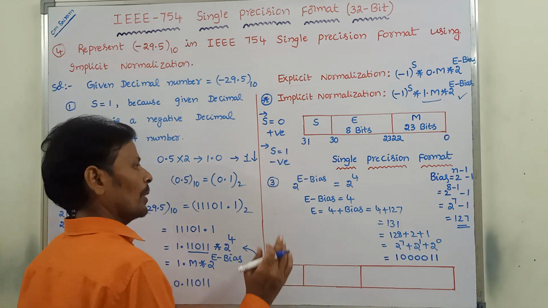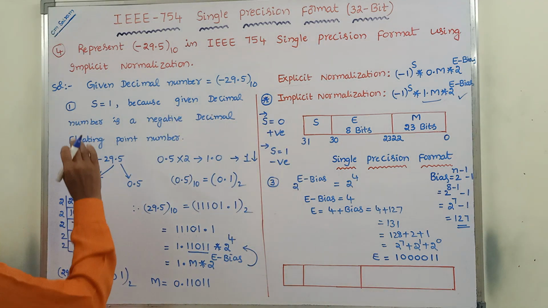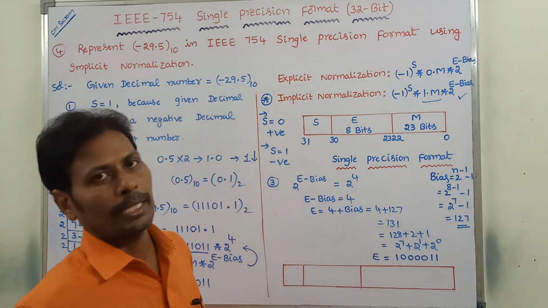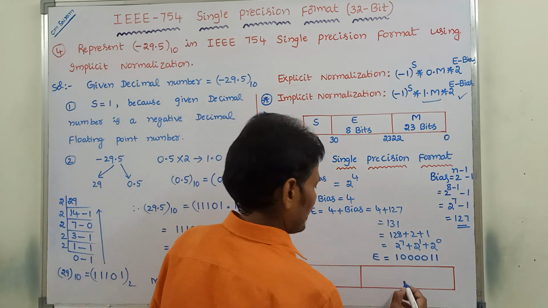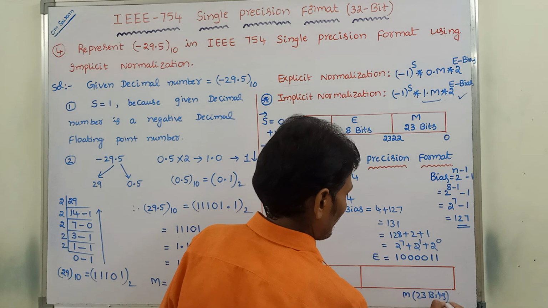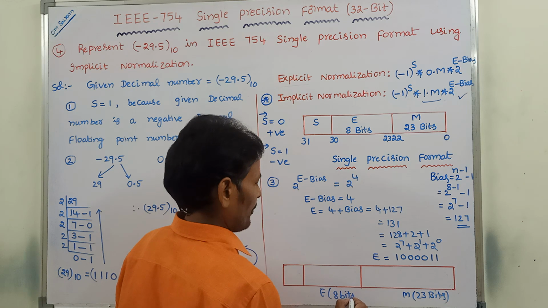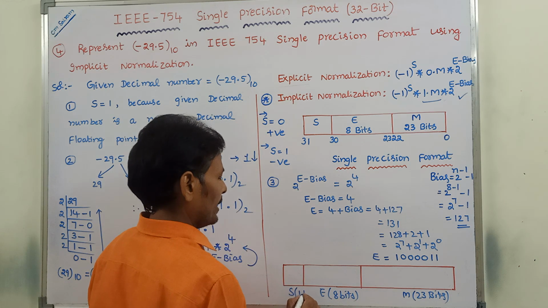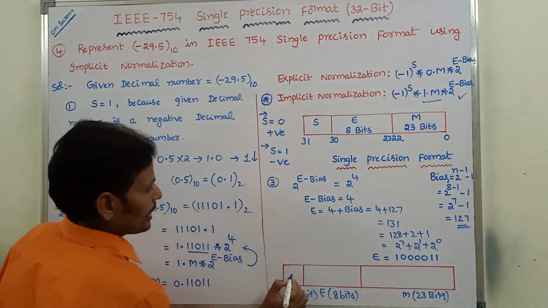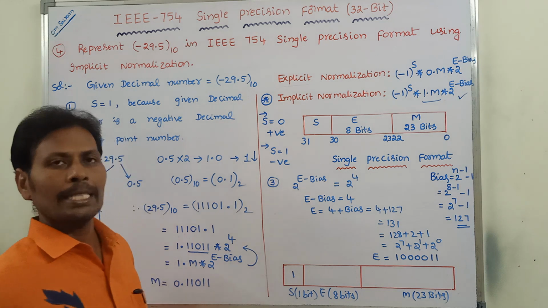Next one. So we are getting the E value also. Once you know the S value, M value and E value, you have to substitute in the 32-bit format. This is the mantissa part. It contains 23 bits. This is the biased exponent. It contains 8 bits. This is the sign bit. It contains 1 bit. What is the S value? S value is 1, because it is a negative floating point number.